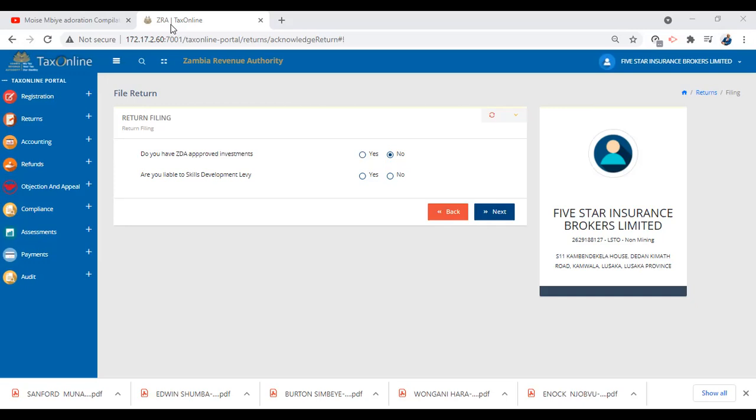So I think at this point now we can move. In this case, Lutanda said she's coming from an institution which is an act of parliament. So for now, we'll say no, so that it doesn't have to calculate skills development levy. Then we can say next.